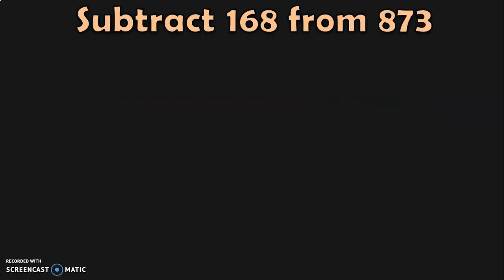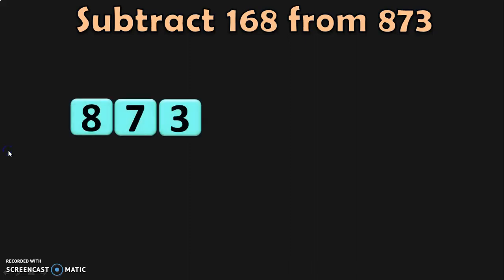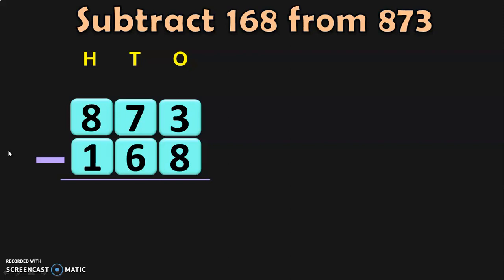Subtract 168 from 873. How will you begin the subtraction? First, write down the number from which we are going to subtract. Then write down its place value. This will help you to write down the other number at its appropriate places. Now write down the number which you are going to subtract from 873.